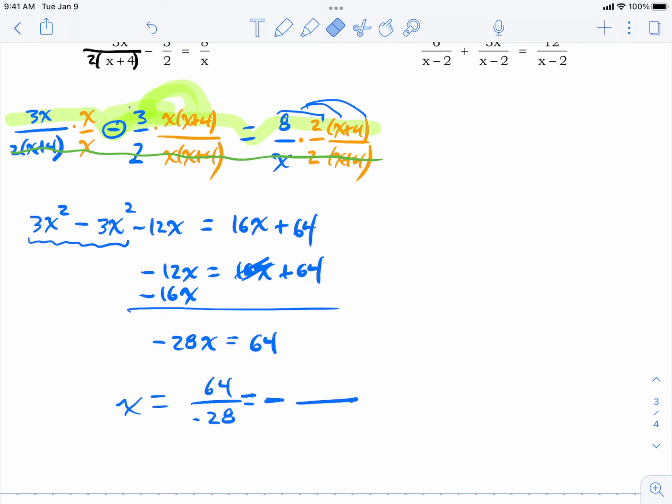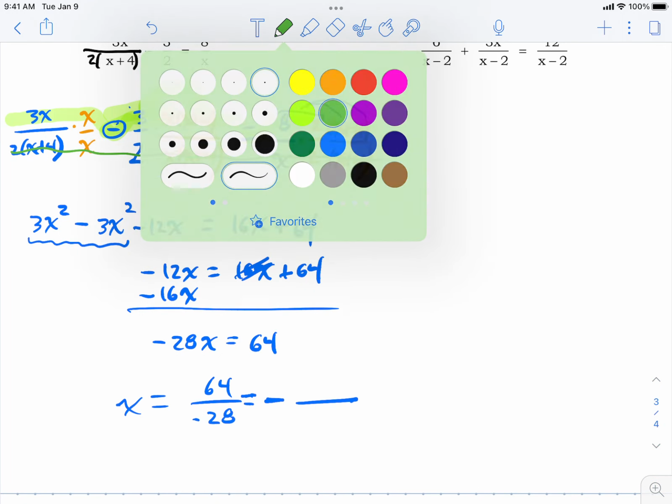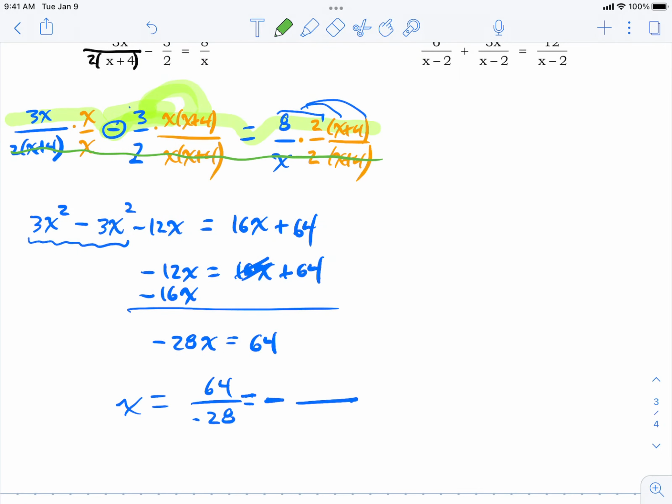We should cancel stuff, too. I always try to reduce your fractions. What's a big thing that goes into 64 and 28? I'm thinking 4s. So 4 goes into 28 7 times. 4 goes into 64 16 times. I guess that's our answer right there: negative 16 over 7. Cool.